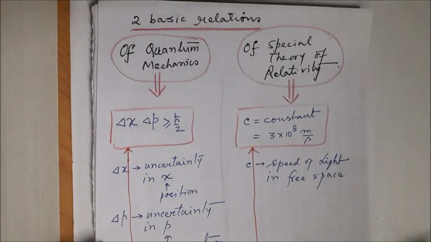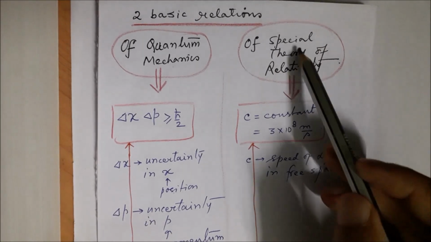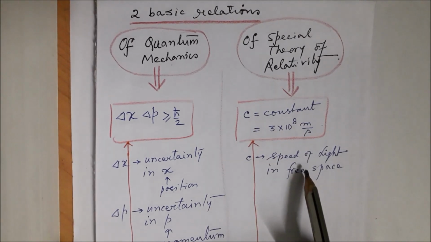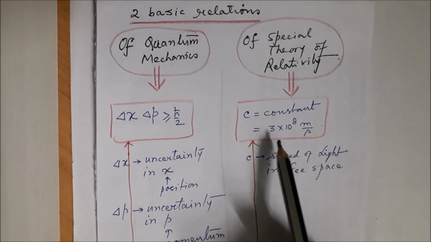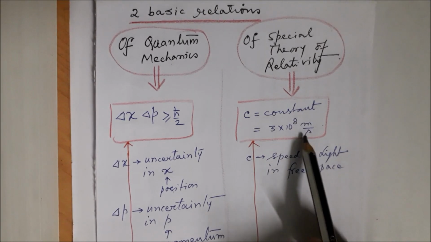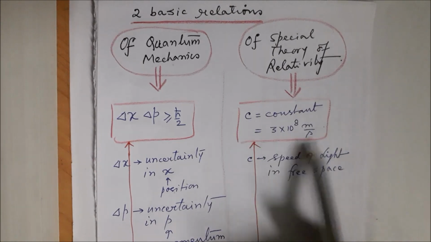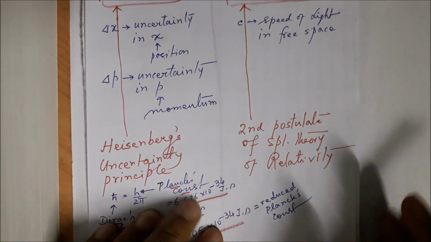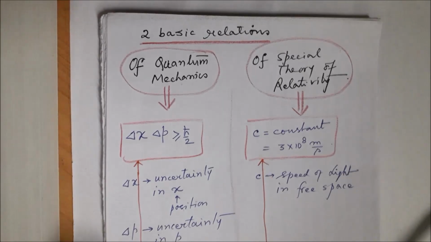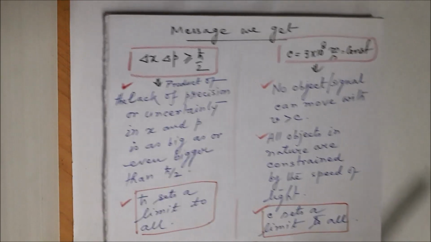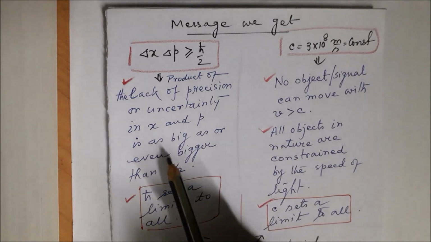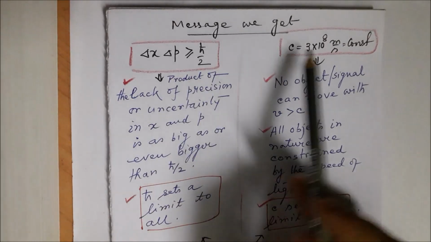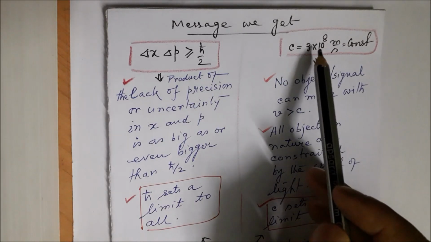The other relation which special theory of relativity says is that c is constant, where c is the speed of light in free space and the value of c is 3 into 10 raised to the power 8 meter per second. And this result is actually called the second postulate of special theory of relativity. Now, what message do we get from these two fundamental relations, one from quantum mechanics, the other one from special theory of relativity?